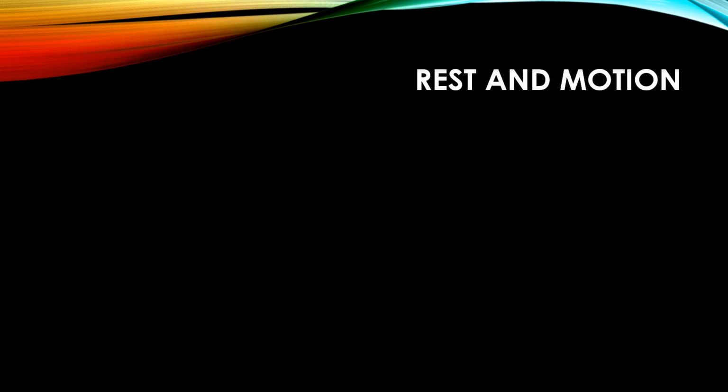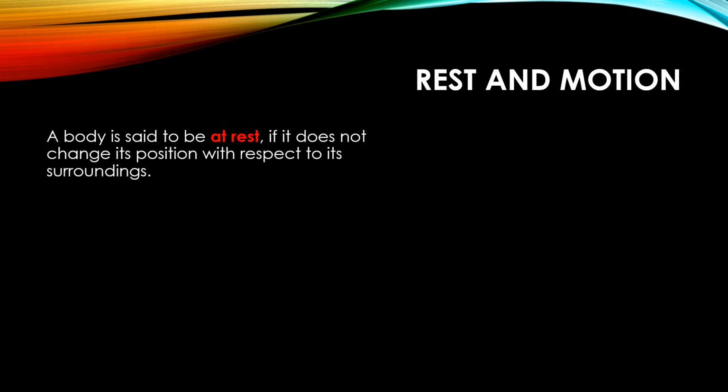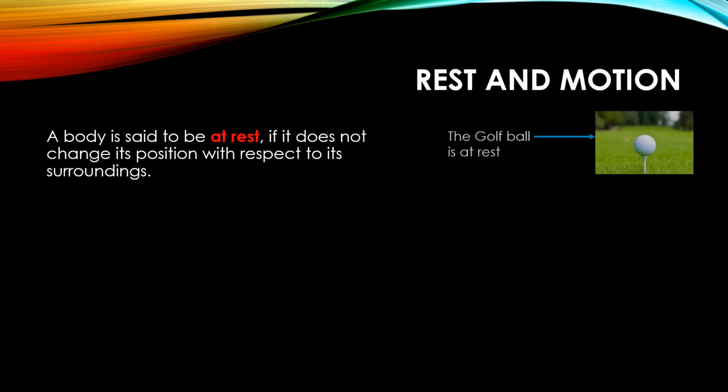First of all, I will explain to you about rest and motion. Rest. A body is said to be at rest if it does not change its position with respect to its surrounding. For example, as you can see, the golf ball is at rest as it is not changing its position with respect to its surrounding or any observer.